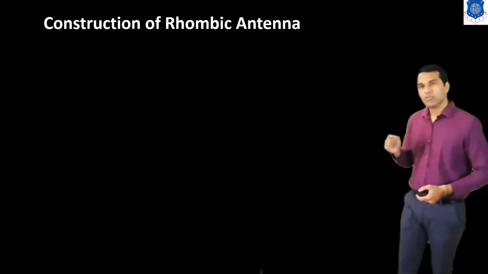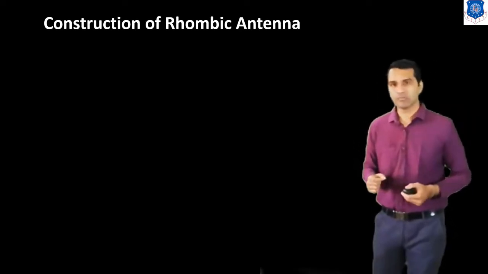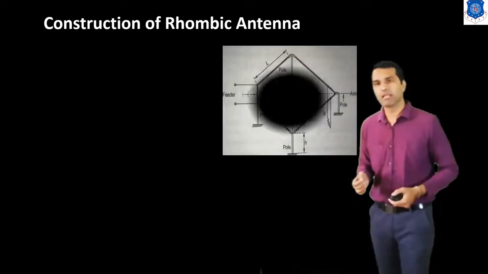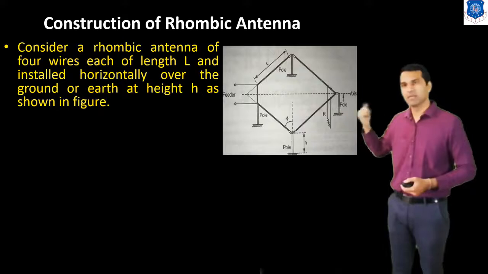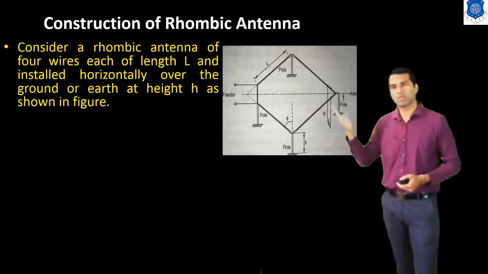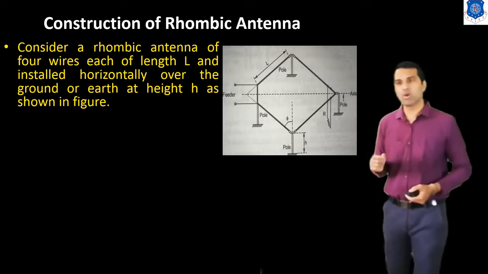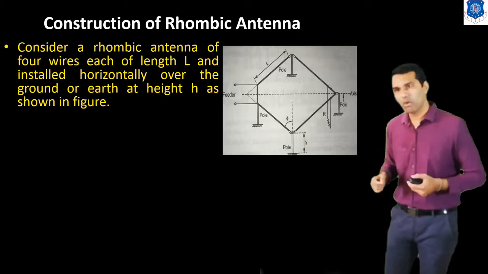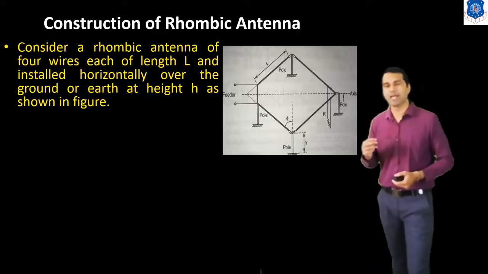Now we discuss the construction of the rhombic antenna. How can we construct the rhombic antenna? So here, this is the figure of the rhombic antenna. We can see, consider a rhombic antenna of four legs, 1, 2, 3, 4. Each is of length L, and installed horizontally over the ground or earth at a height h, as shown in this figure.